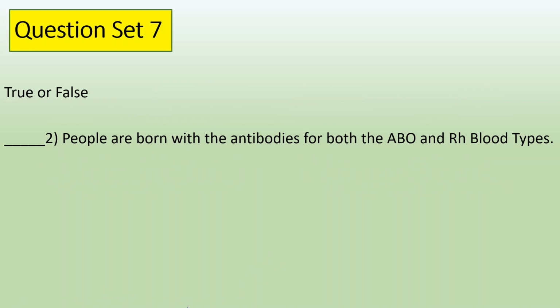True or false? People are born with antibodies for both the ABO and the Rh blood types. That would be false. You're born with antibodies for ABO, but you are not born with the antibodies for Rh. A person who is Rh negative has to be exposed to the Rh antigen before they will start making those antibodies against it.